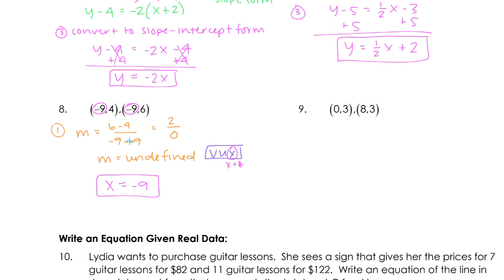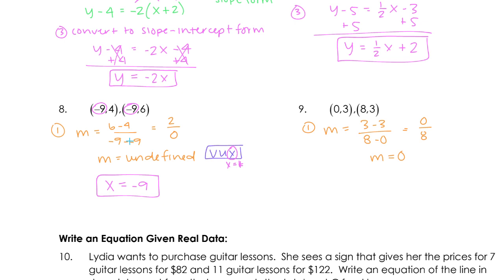So again, undefined, 0, shortcut. There's not much work to show here. So looking at number 9, again, put it in slope-intercept form. Step 1 is going to be to find the slope. So m equals 3 minus 3 on top over 8 minus 0. This would give us 0 on top. 8 minus 0 is 0. So if 0 is on top, our slope is 0.